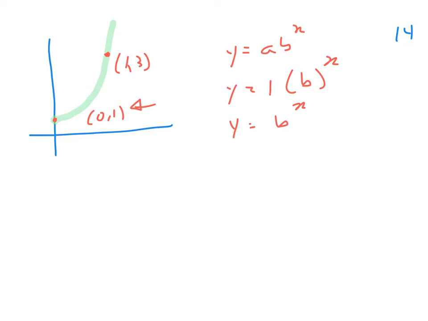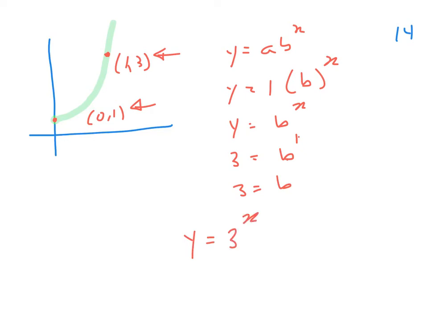And now I'm just going to do exactly the same thing that I did before. I'm going to take this equation, plug it in, and solve for b. So when y is 3, x is 1, b to the power of 1, it's just itself. So b is equal to 3. So my equation is y is equal to 3 to the power of x.